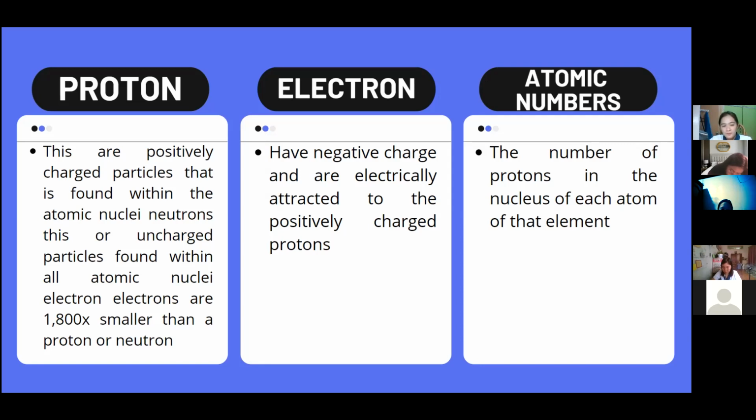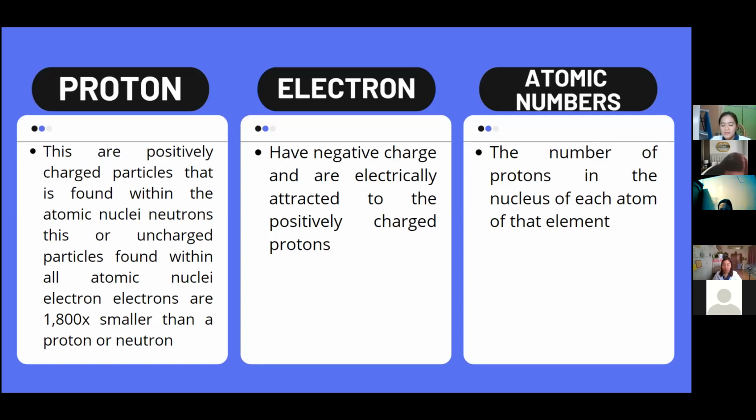So for the electron, if the proton is positive, the electron is a negative charge and is electrically attracted to the positively charged protons. A trivia about electrons: among the three, the smallest is the electron, because it is 1,800 times smaller than the proton and the neutron. The electron is the smallest compared to the proton and the neutron.